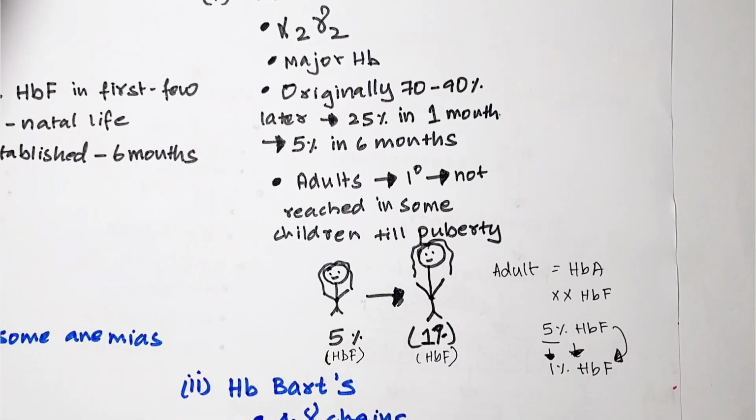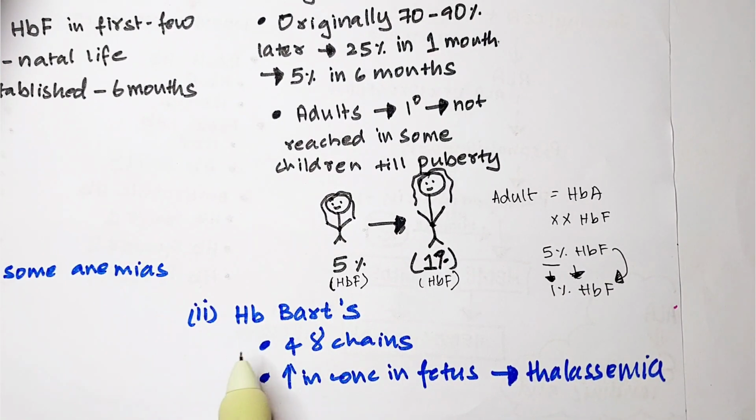Now, another type of fetal hemoglobin is Hb Bart's, which has only 4 gamma chains. No alpha, no beta, no nothing, just 4 gamma chains, and it increases in concentration in fetuses who have thalassemia.